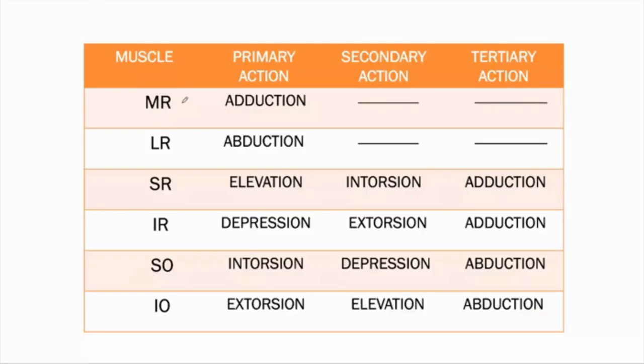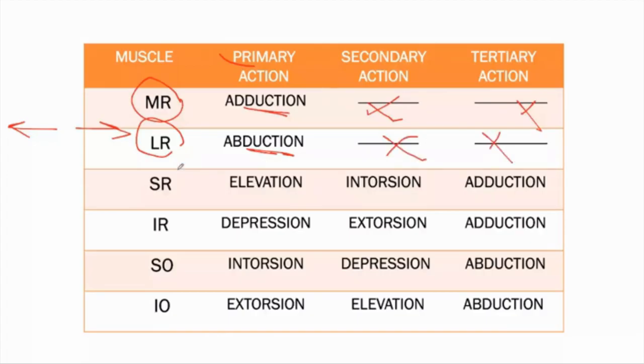The horizontal recti, which are the medial rectus and lateral rectus, have only primary action, because the horizontal recti muscles are purely horizontal movers. They move the eye only in the horizontal direction around the axis of Z, which is the vertical axis, so they have only primary action. So they move the eye to the right or to the left, medially or laterally. So there is no secondary action and no tertiary action.